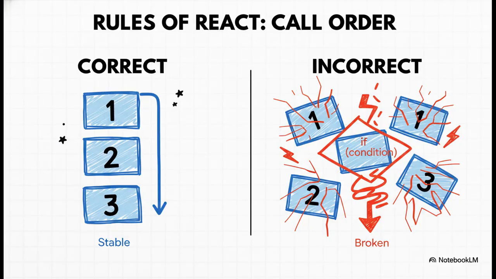And then, of course, there are the famous rules of React. You've heard this one. Don't call hooks inside conditions or loops. But why? Well, it's because React doesn't actually identify your hooks by their name. No, it identifies them by the order in which you call them. If you change that order, you break the chain and your whole component just falls apart.